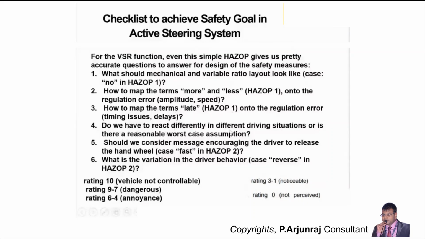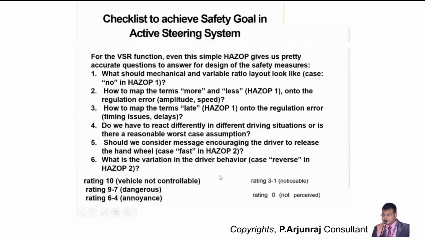And do we have to react differently in different situations? Here we indicate how the driver should react according to the driving situation, and also based on some of the worst case assumptions. In the case of the status operability truth table, we also need to ensure whether we need to consider the message encouraging the driver to release the hand wheel. Sometimes the driver also needs to release the hand wheel. Sometimes it may be very tight or it will be low, meaning the amplitude will be low. Accordingly, you have to take the actions. Or he can also reverse the hand wheel when the command is coming in the reverse direction.